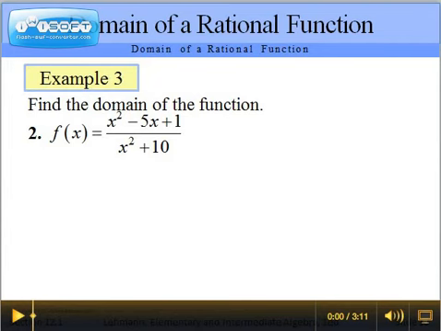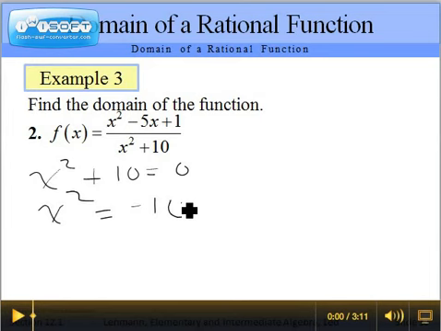Now I want to find the domain of the function g of x equaling x squared minus 5x plus 1 all over x squared plus 10. So I'm going to set the denominator equal to 0. So I have x squared plus 10 equaling 0, which will give me x squared equaling negative 10. And since a real number squared is non-negative, we conclude that there are no real number solutions of x squared plus 10 equaling 0. Therefore, for the function g, no values of x lead to division by 0. So the domain of g is the set of all real numbers.